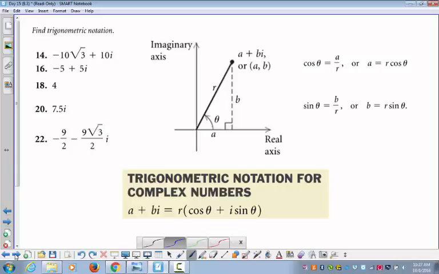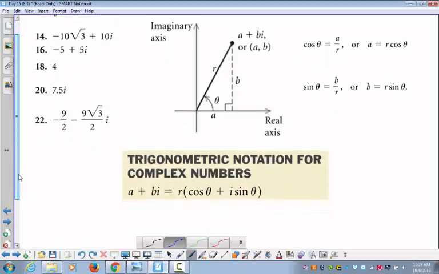We're going to rewrite our complex numbers a plus bi as r times cosine theta plus i sine theta. We will use an abbreviation for this, or I will. The book doesn't like to do this. Most books do it, but this book doesn't. You can abbreviate that. Instead of writing cosine theta, sine theta every single time, you can write CIS theta.